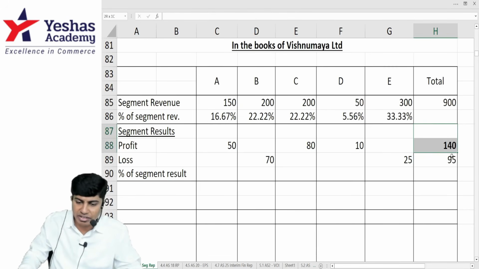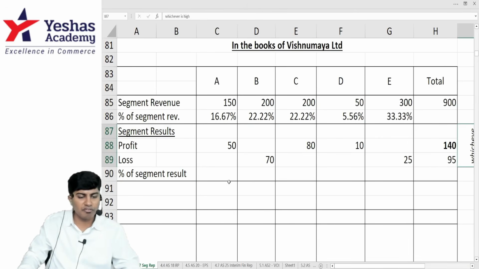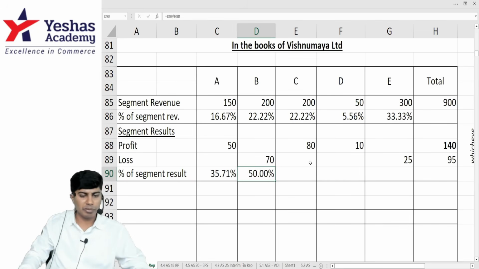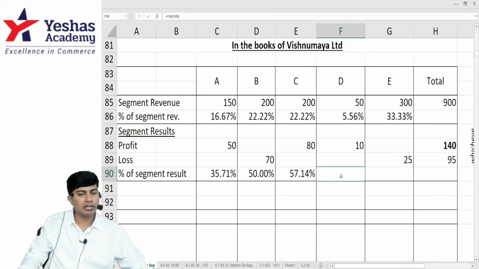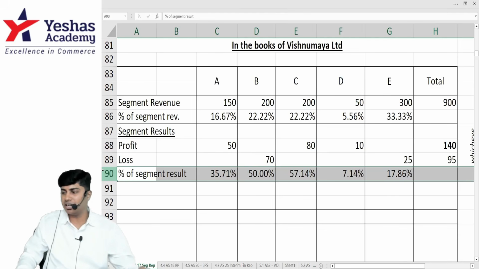First, I will take whichever is higher among these two, 145 and 95. Whichever is higher, 140. Everybody understood? Now, 50 by 140, 70 by 140, 80 by 140, 10 by 140, 25 by 140. You understood? 35.71, 50%, 57.14%, 7.14%, 17.86%. You understood all of this?